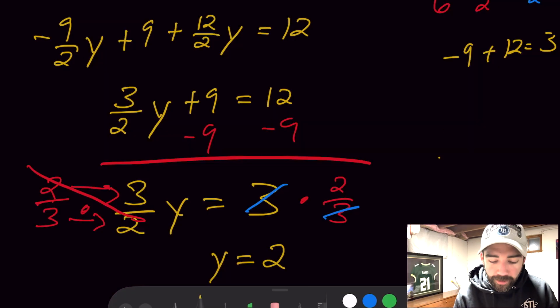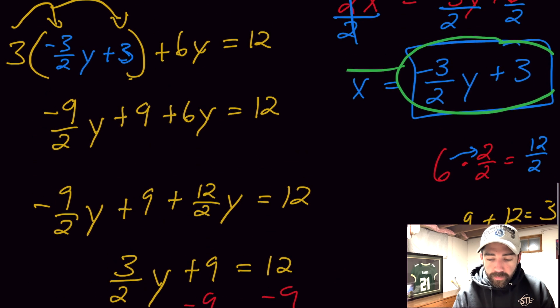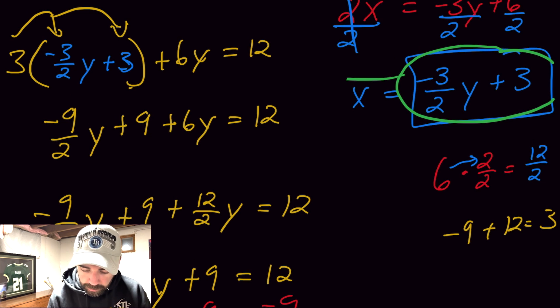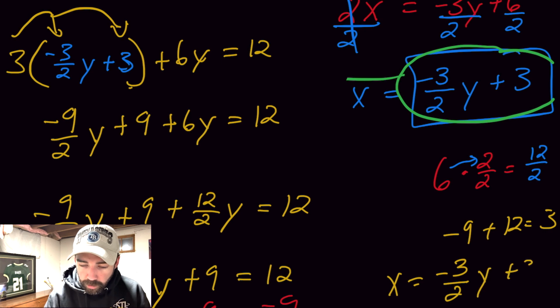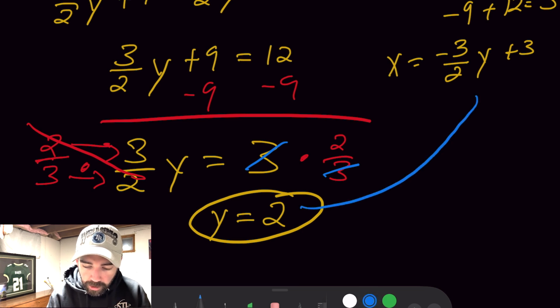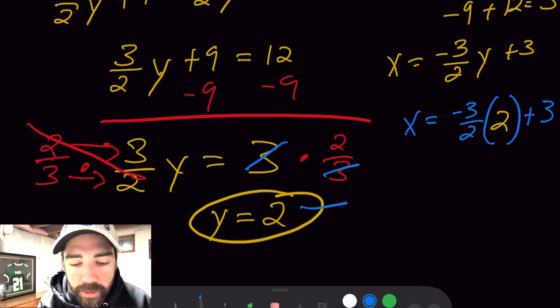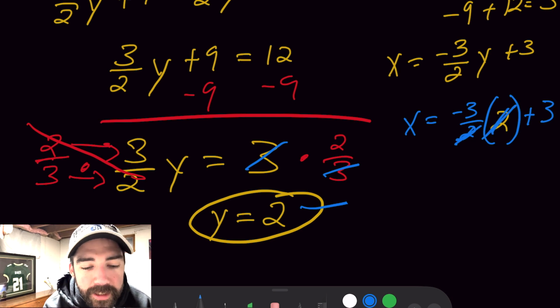Okay, here we go. What's our final answer? Well, we know y equals 2. We need to know what x equals. Let's scroll back up. x equals negative 3 over 2 y plus 3. Now that we know what y equals, let's plug her in. y equals 2, baby. Let me erase that now. We get x equals negative 3 over 2 times 2, plus 3. This 2 and this 2 are going to cancel out, right?